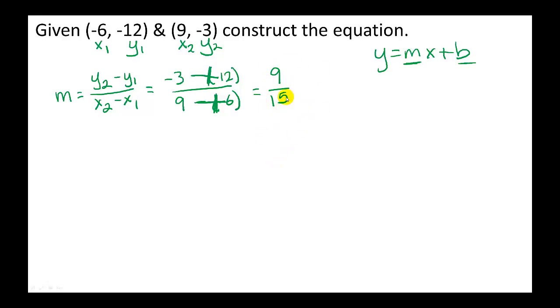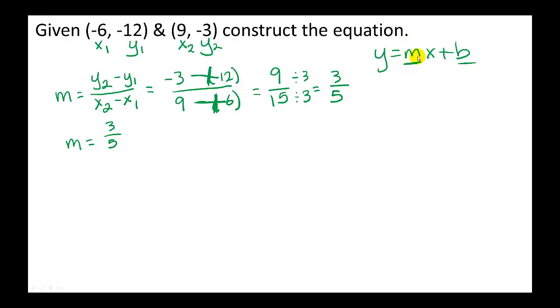We can simplify this. I'm going to divide by 3's. 9 divided by 3 is 3. 15 divided by 3 is 5. So we now know our slope for this equation is a positive 3/5.